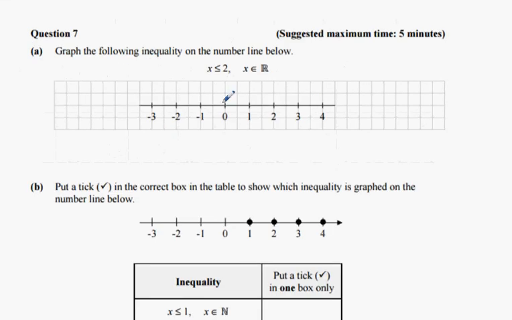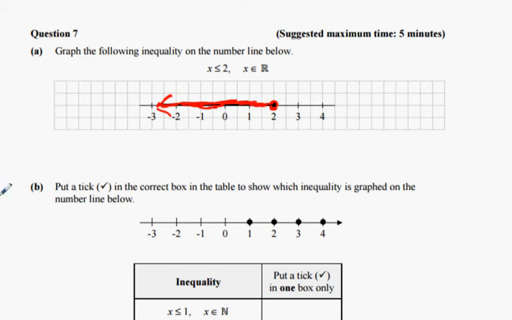Okay, question 7. Graph the following inequalities on the number line. Well, we can see that it's all the numbers smaller than 2, including 2. We can see it's element R. Element R basically means that all the fractions and stuff are included, so it's going to be a straight line, and we just shade in that line now. And then just draw an arrow just to show that it includes everything.